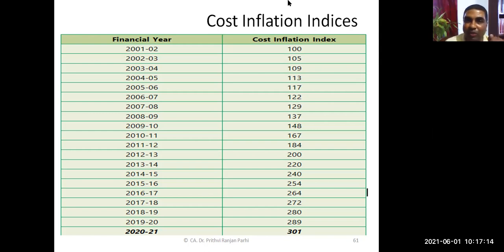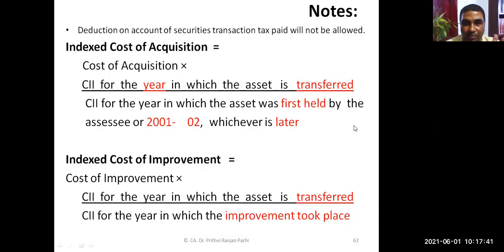So what was the value of, let us say, cost of acquisition in the year 2001? Let us say in 2001-02 it was 100. Today's value will be roughly around 3 times, that is 301. This is the concept. By multiplying with the factors generated from this number, we will be able to compute the indexed cost of acquisition and indexed cost of improvement.